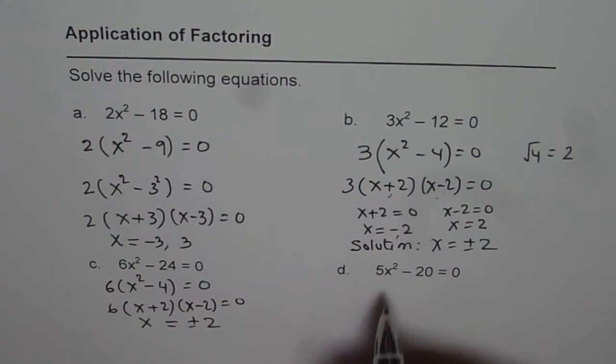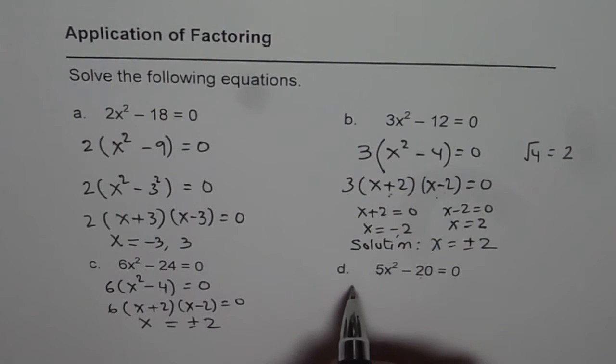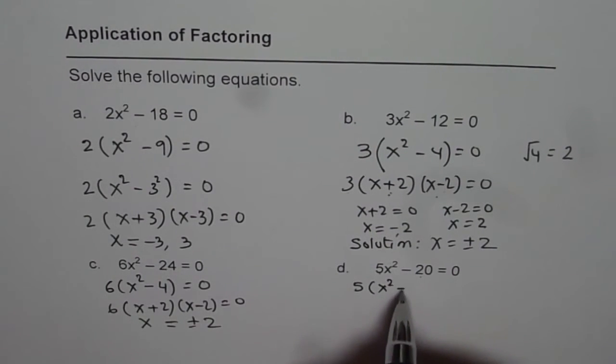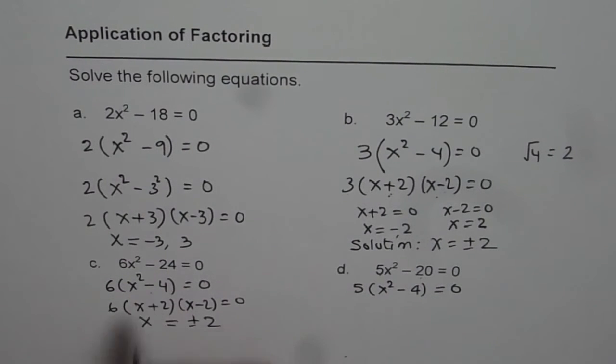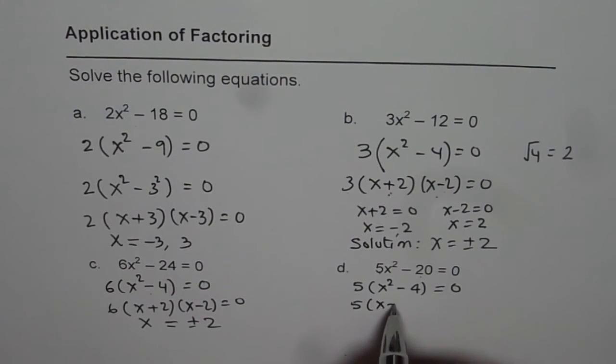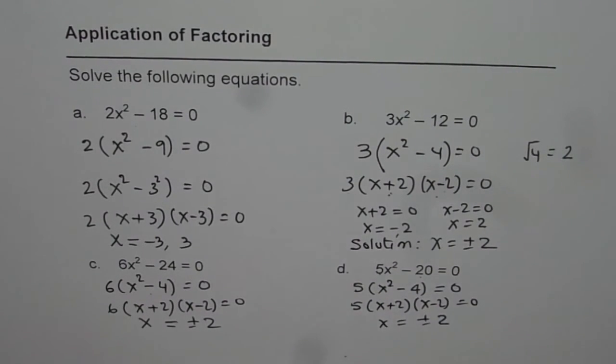Last example is kind of similar. 5 is a common factor, so we get x squared minus 4. 5 times 4 is 20, and these two are similar factors. Let me write this as x plus 2 times x minus 2 equals 0. x equals plus minus 2. So we get x equals plus minus 2 in 3 of our questions.